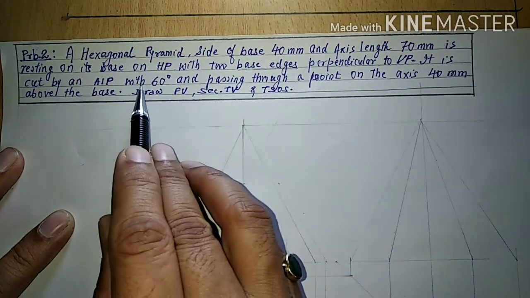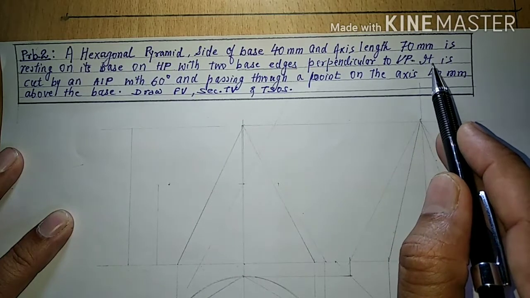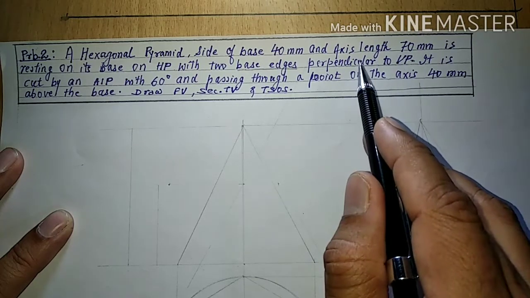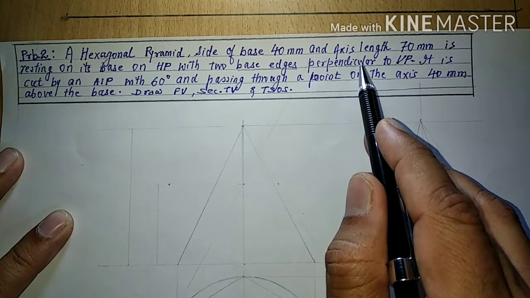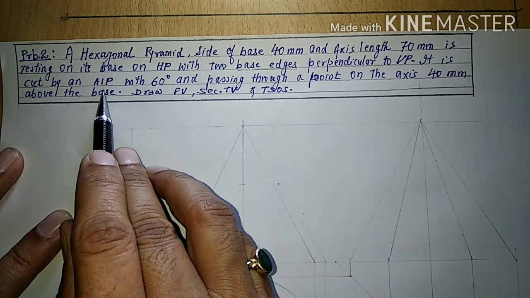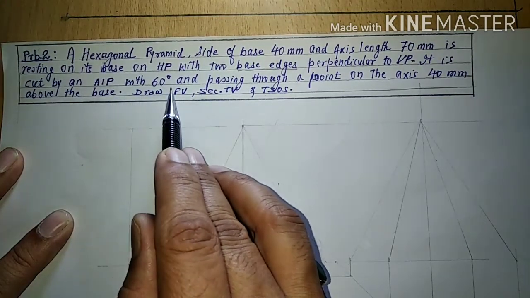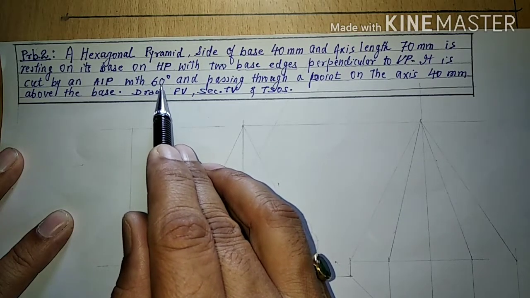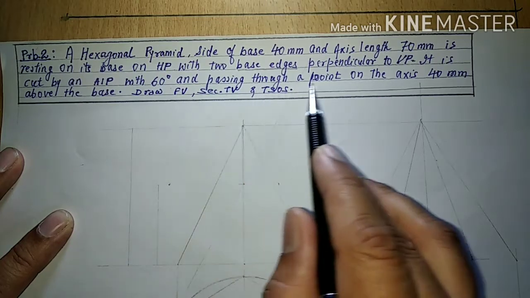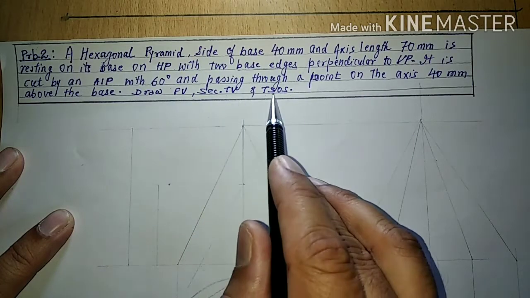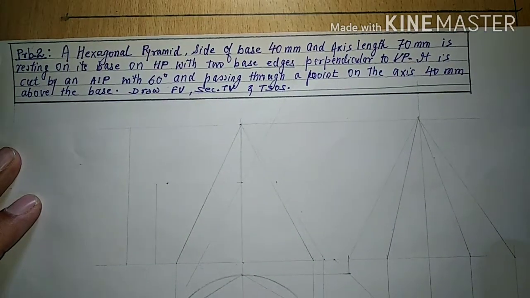It is cut by an AIP. The moment we see the introduction of cutting plane line, whatever the position of the object is defined before that is a complete position. That means no further change in the position of the object will take place. So it is cut by an AIP. AIP means auxiliary inclined plane with 60 degree. That means this particular angle is with respect to HP. So we can see a cutting plane line in front view and passing through a point on the axis 40 mm above the base. So draw front view, sectional top view and TSOS. So this is the understanding of the statement.